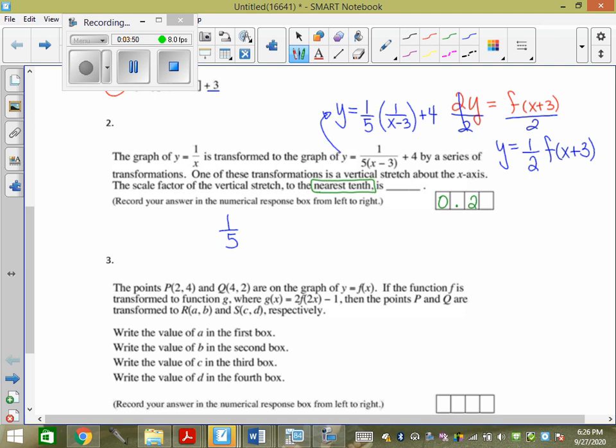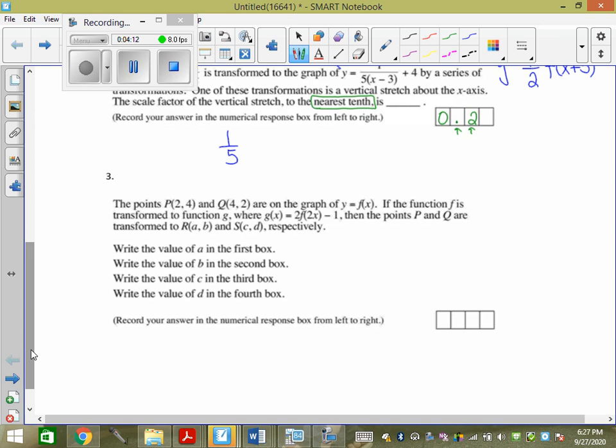And keep in mind that the numeric response boxes only have decimals in the second box, and the third one, or where the decimals are. So if I have just decimal 2, I have to go 0.2 because I don't have a decimal bubble in the first box. Okay?